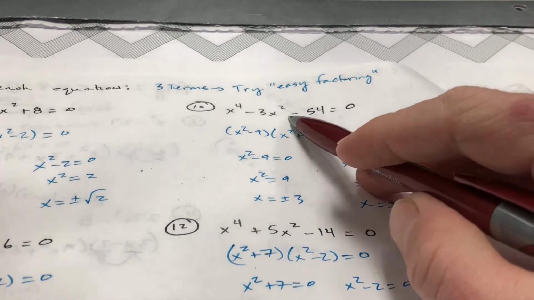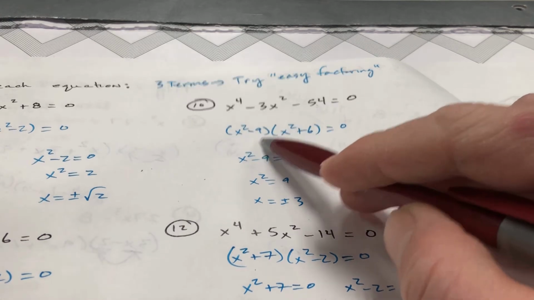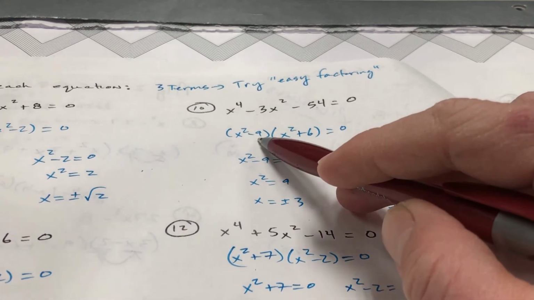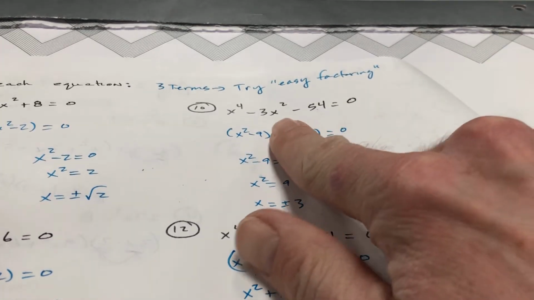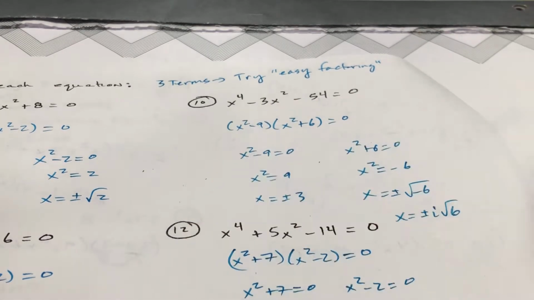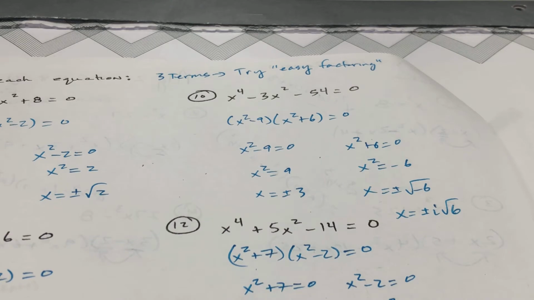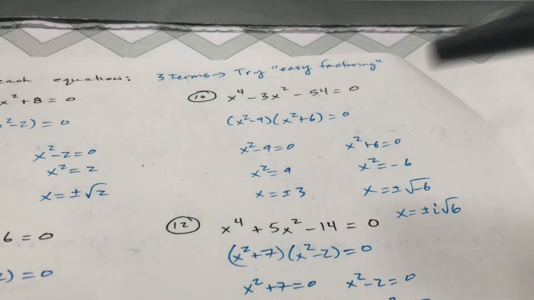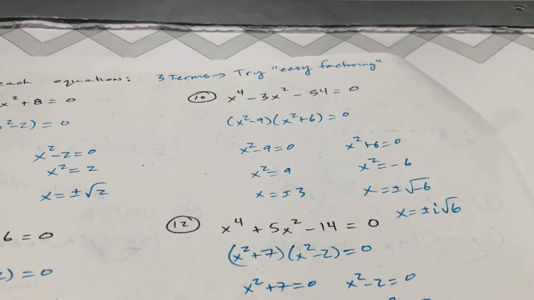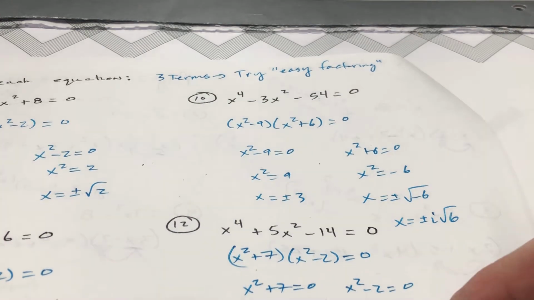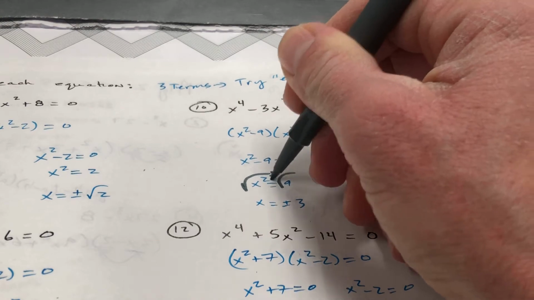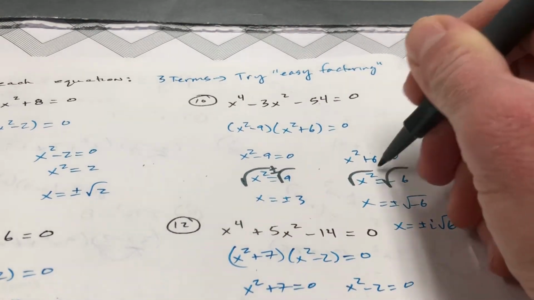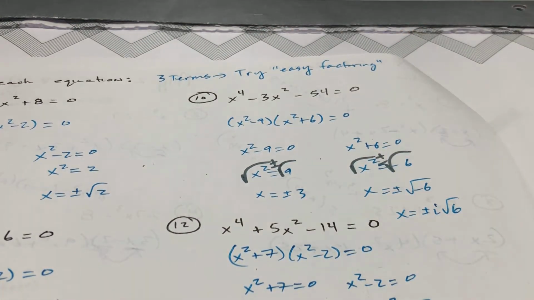What multiplies to 54 and differs by 3? 9 and 6. 9 is negative, 6 is positive. Set x squared minus 9 equal to 0, cover-up method. Set x squared plus 6 equal to 0. If you get x squared equals negative 6 and you take the square root of both sides, you're going to get plus or minus i root 6. Again, taking the square root of both sides, don't forget about plus or minus. There we go.